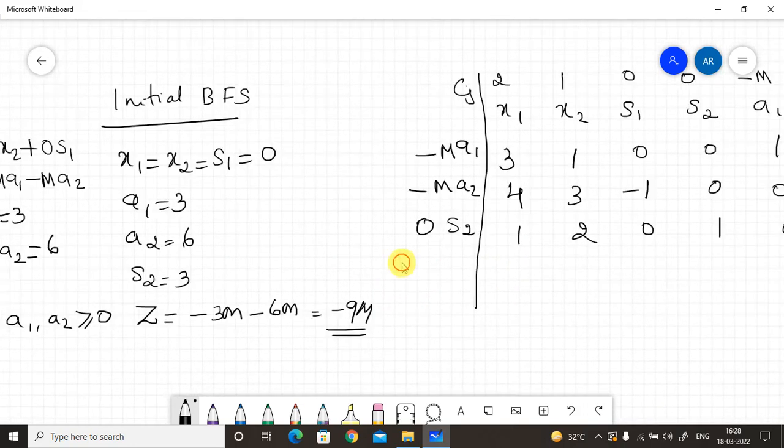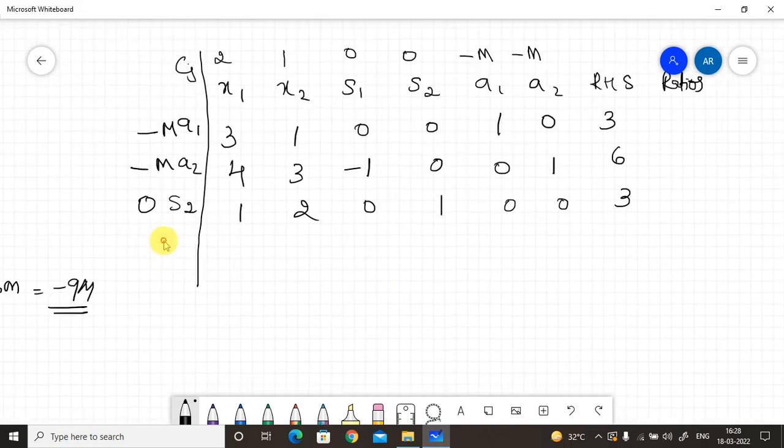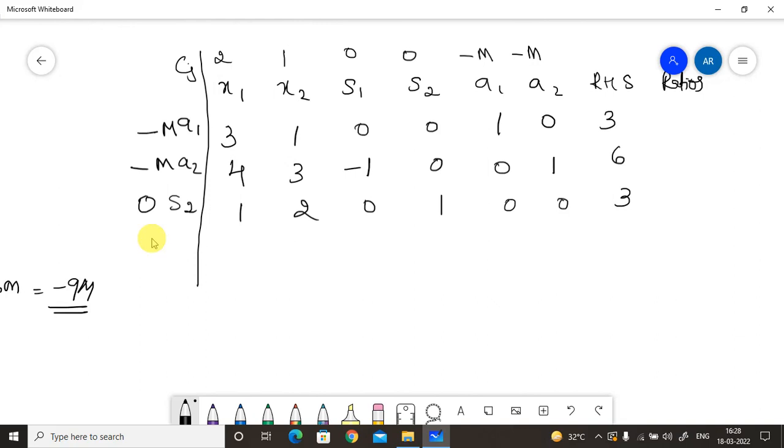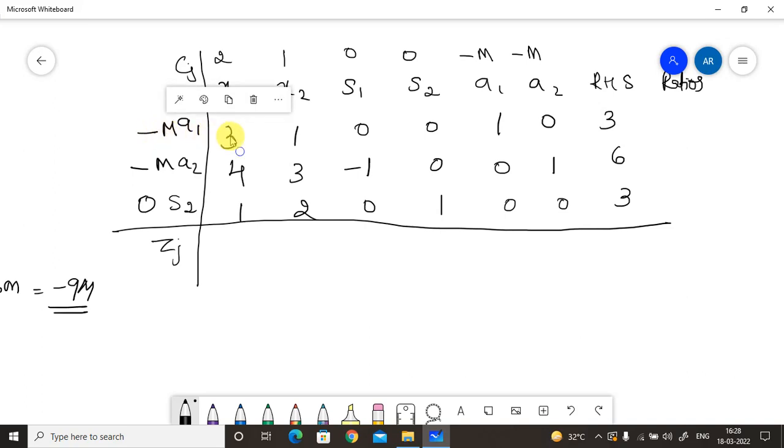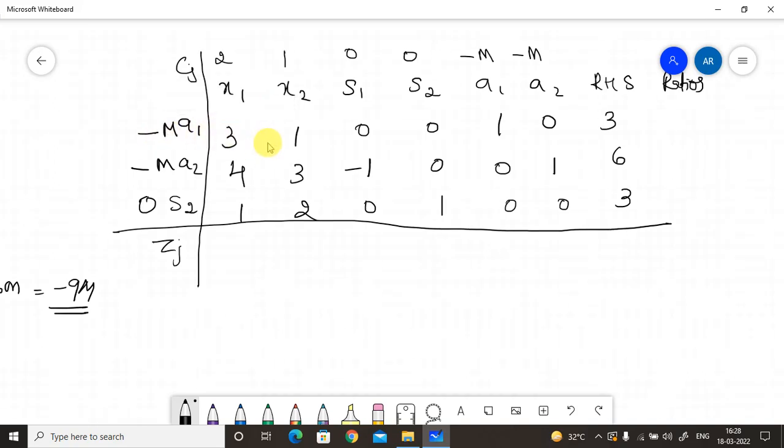As per the question we have written the values here. Now what we need to do is calculate the value of Zj and Cj minus Zj. Now how to do that, I'll tell you. After that you put a line here. Then we'll write the Zj value. So Zj will be considered as this one, minus m into 3. You have to keep on adding: minus m into 3 plus minus m into 4 plus 0 into 1.